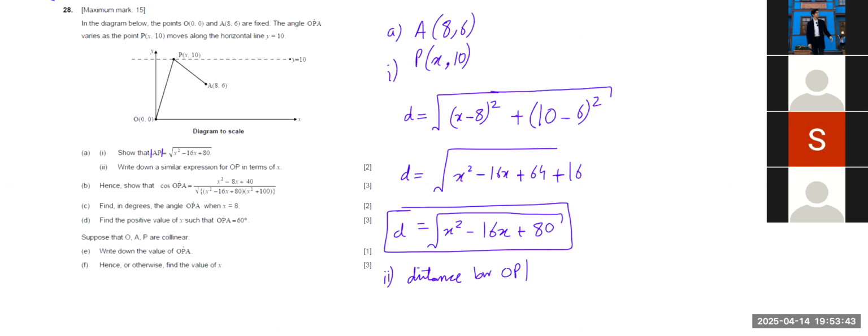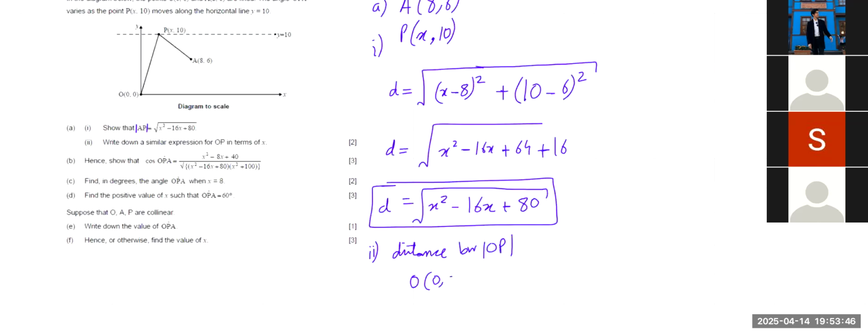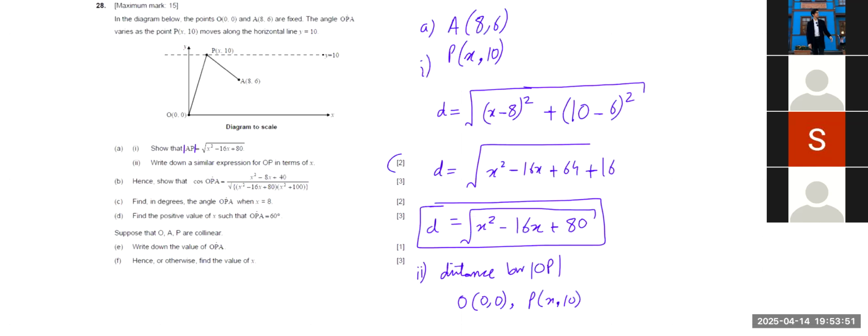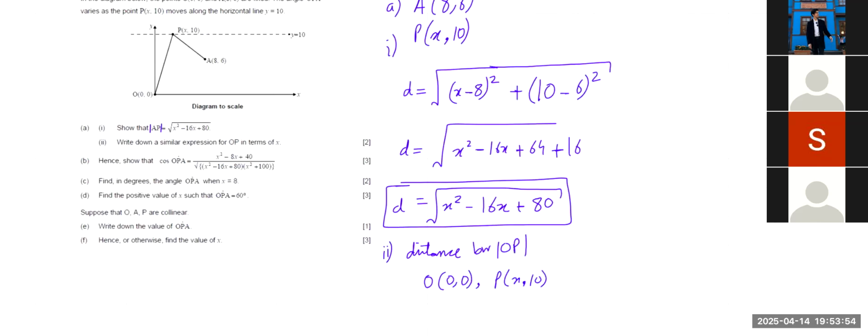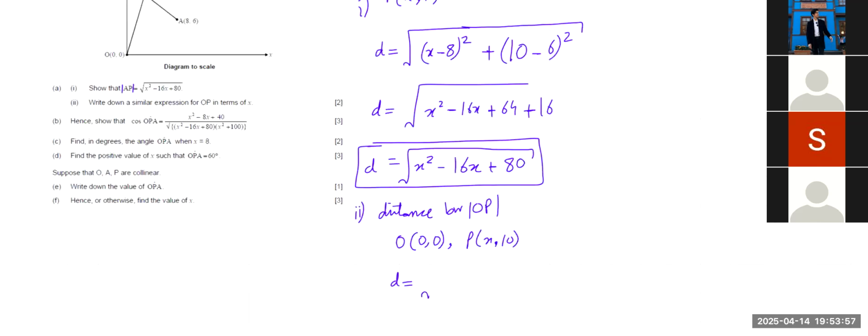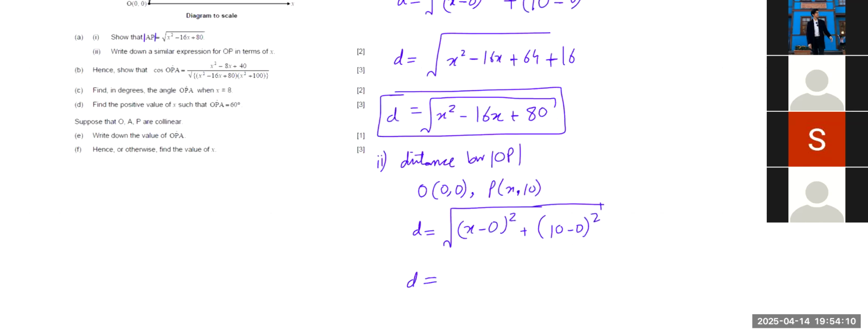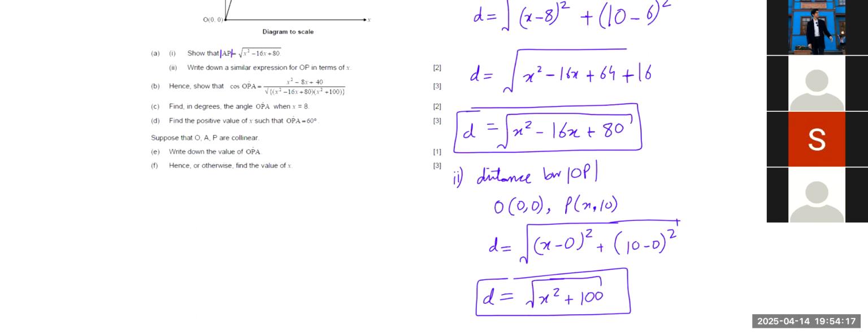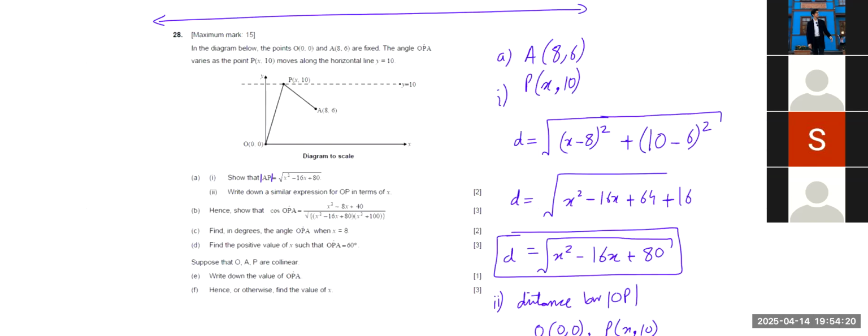This is easier actually because O is 0, 0. It's a pretty nice, well-behaved point. P is x, 10. So this is a free 2 points, by the way. The distance formula is going to be the same. The difference between the x values, meaning x minus 0 whole squared, plus 10 minus 0 whole squared, which basically is just equal to x squared plus 100. That's it. All right, are you guys following so far? Yeah. Good, because things are about to go very, very horribly down.